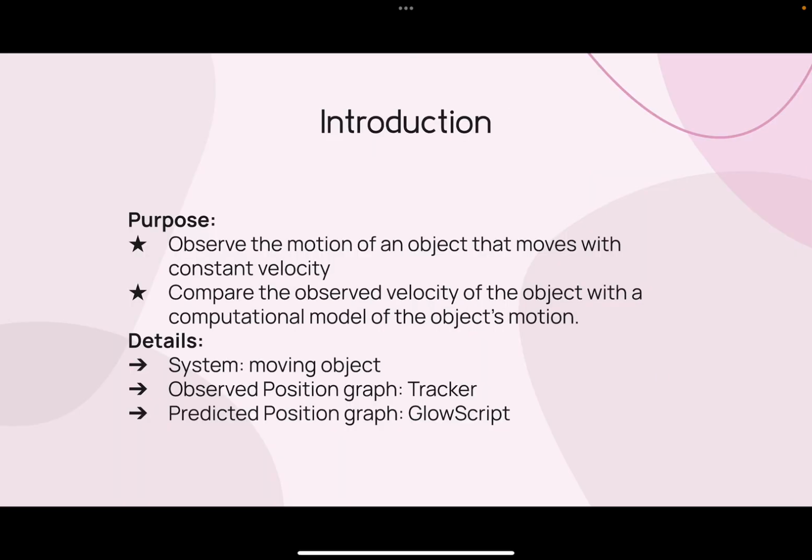So the purpose of this lab is to observe the motion of an object that moves with a constant velocity, and this was able to be done by comparing the observed velocity of the object with a computational model of the object's motion. So some details within this lab are the system was the moving object, and we were able to get the observed position graph from the tracker and the predicted position graph from GlowScript.